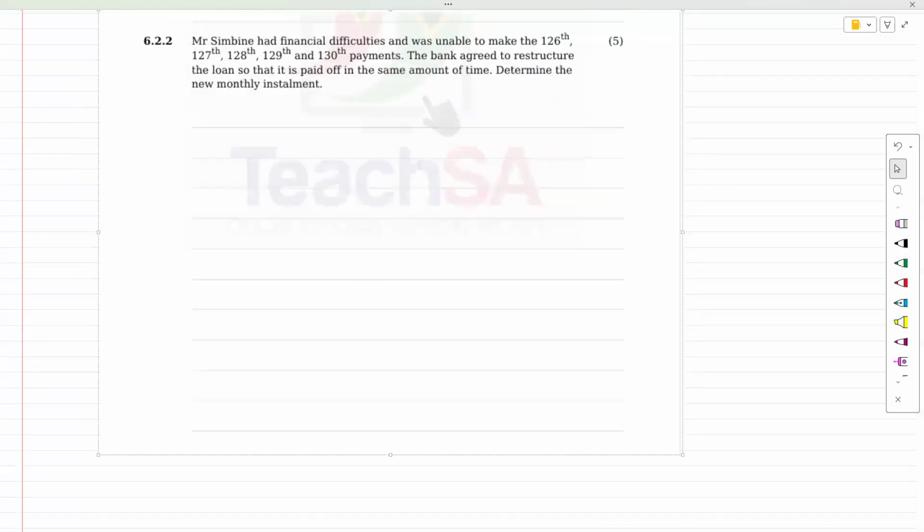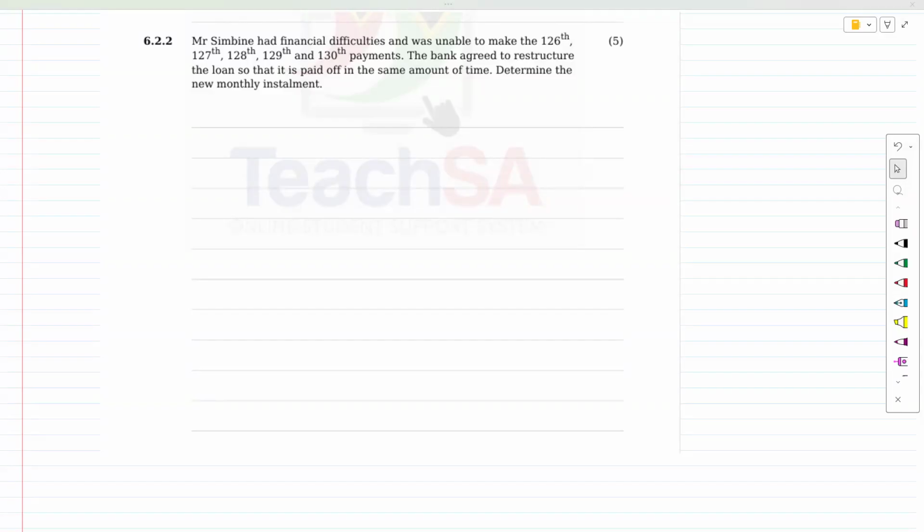Now, the next question is quite simple as well. The next question we can say, this person had financial difficulties and was unable to make payments on the 126th, 127th, 28th, 29th, and 30th months. The bank agreed to restructure the loan so that it's paid off in the same amount of time. Determine the new monthly installment.